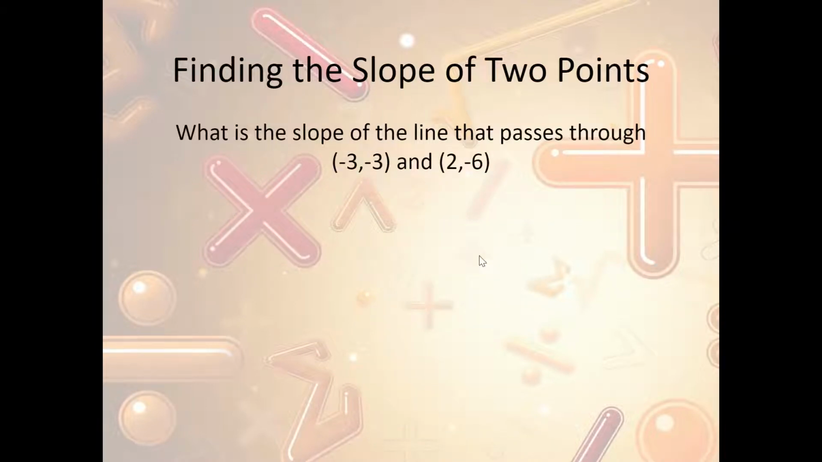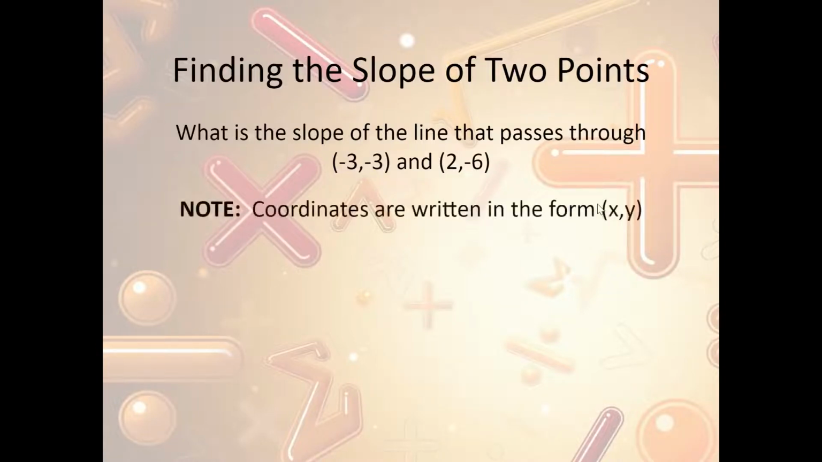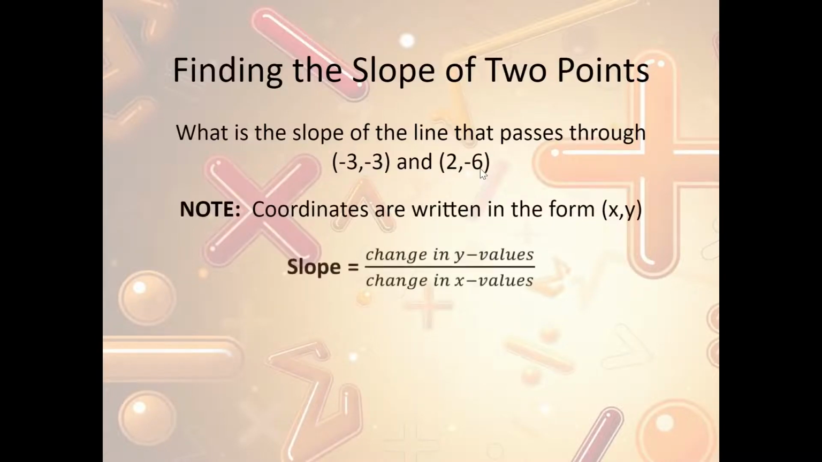Let's look at another example. So what is the slope of the line that passes through negative 3, 2 and negative 6? Again, coordinates are written as x and y. So this is my x, this is my y. This is my x, this is my y. And slope is change in y over change in x. So I'm going to calculate that by subtracting my y values first. So negative 3 minus negative 6. And then I'm going to subtract my x values, which is negative 3 minus 2. So I get negative 3 minus negative 6 and negative 3 minus 2.